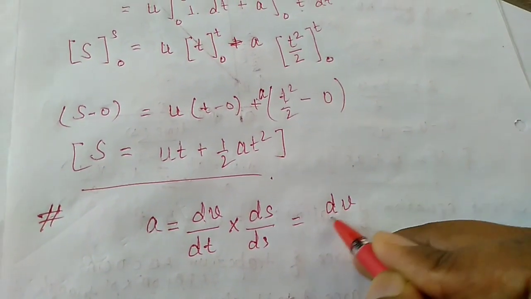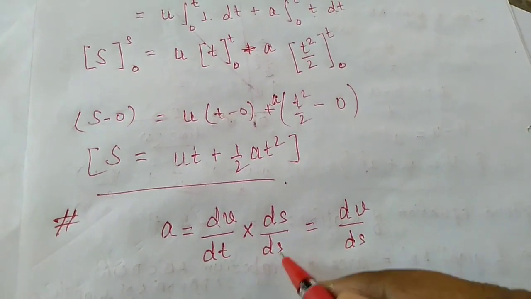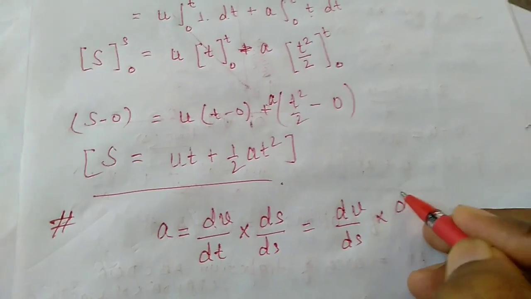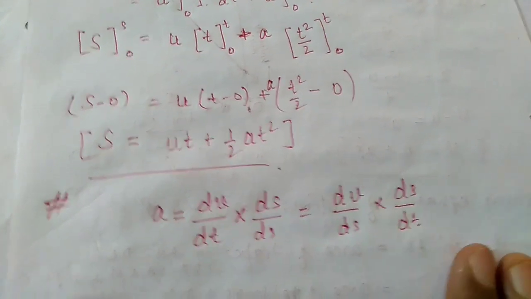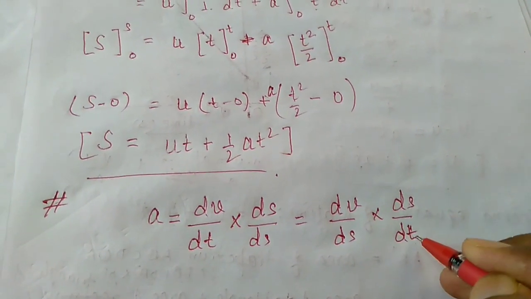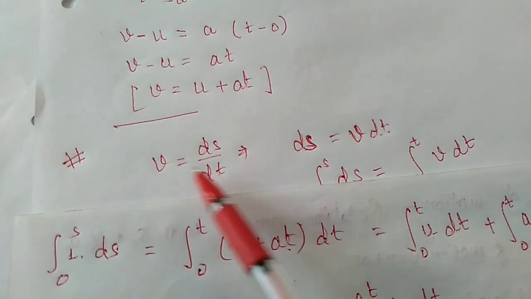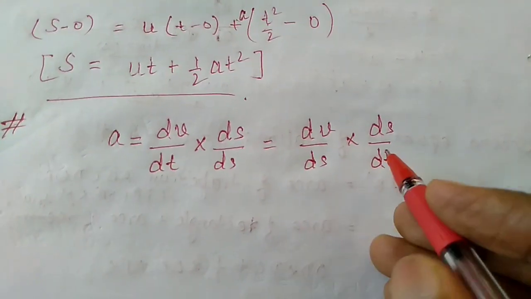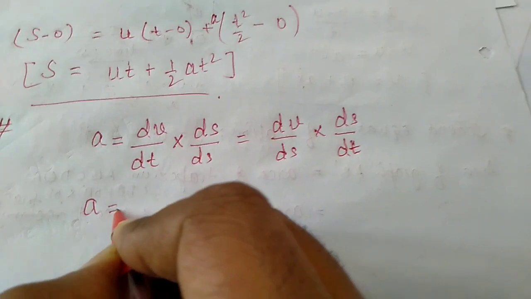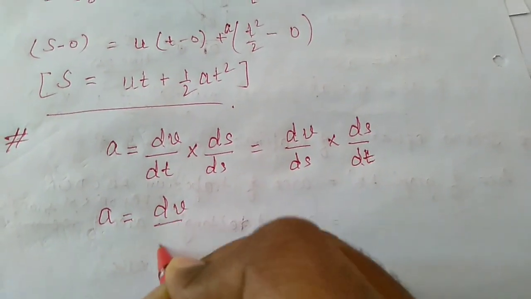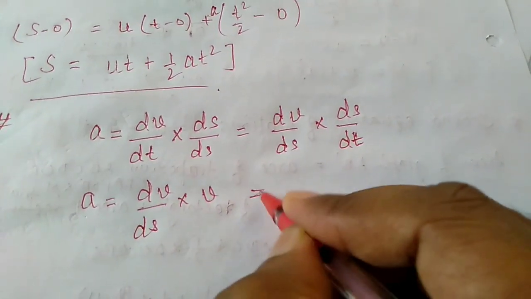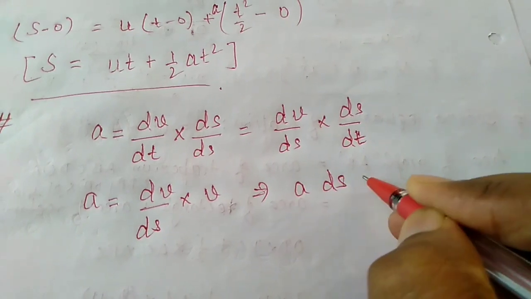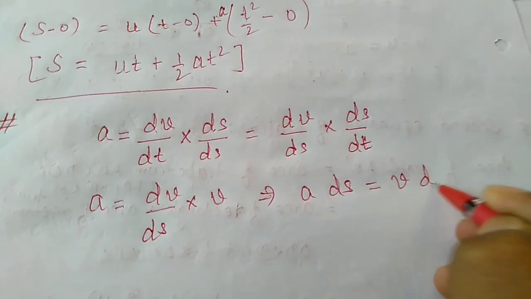So dv upon ds, I'm shifting ds here, into ds upon dt. The dt is going here and ds is coming here. So now see ds upon dt. If you remember, ds upon dt is v. So we can write it here as v. So what you have is acceleration equal to dv upon ds into v, this is velocity. Now do the cross multiplication and see here, a ds is equal to v dv.